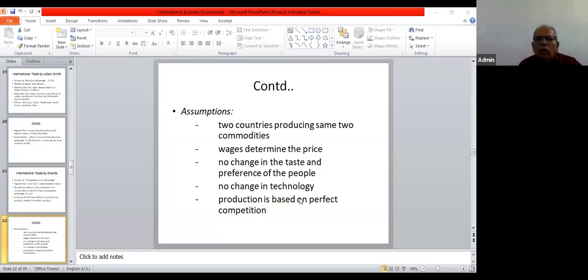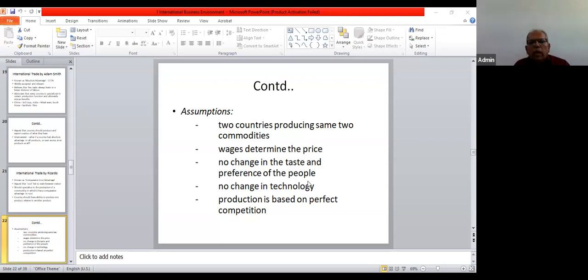So the wages determine the price. Low wages will be economical, and the price will be competitive. And somebody will say, sir, this competitive price is beneficial to the customer also. Yes, customers are also benefited.